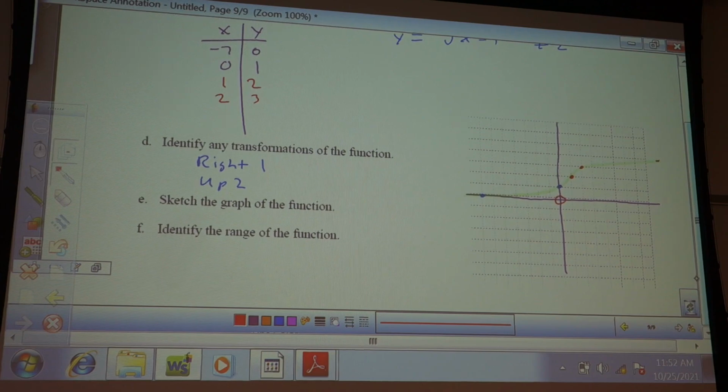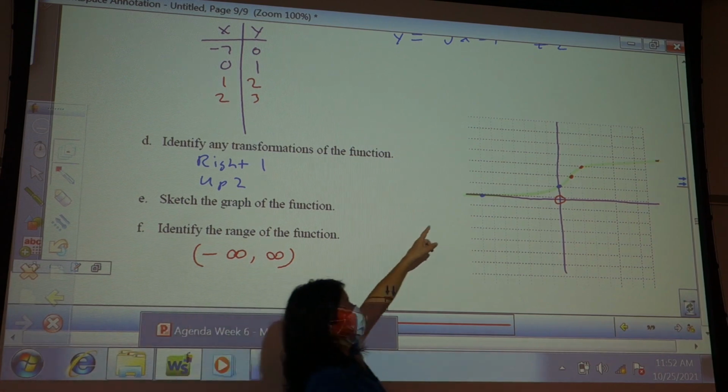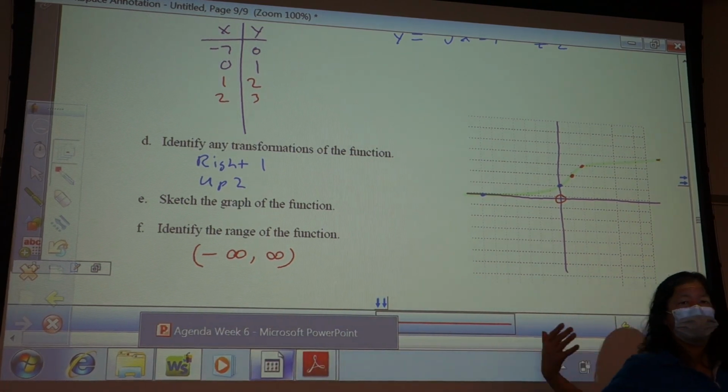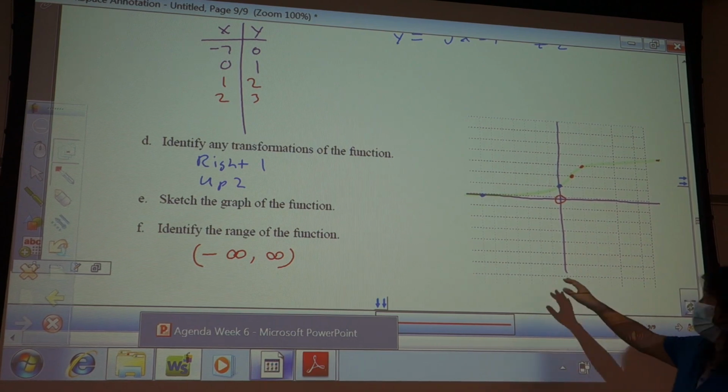Oh, identify the range. What's up with my range for the S function? Negative infinity, positive infinity. Yep, all real numbers. All right, so the S's are easy, because for all the S's, the cube roots, range and domain are always going to be all real numbers, right? Negative infinity to positive infinity.